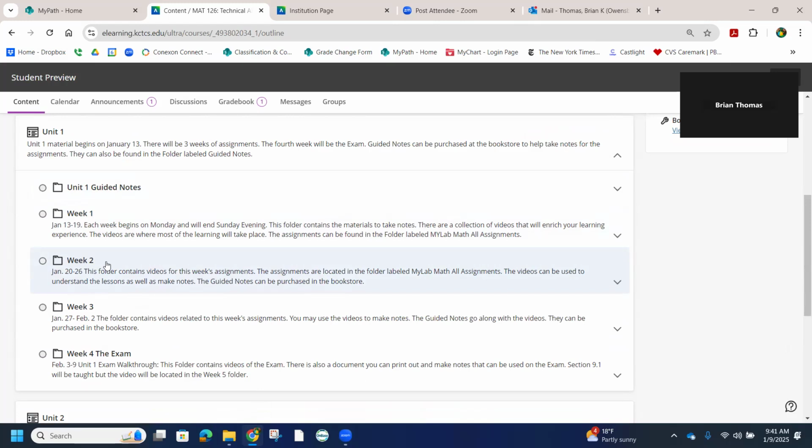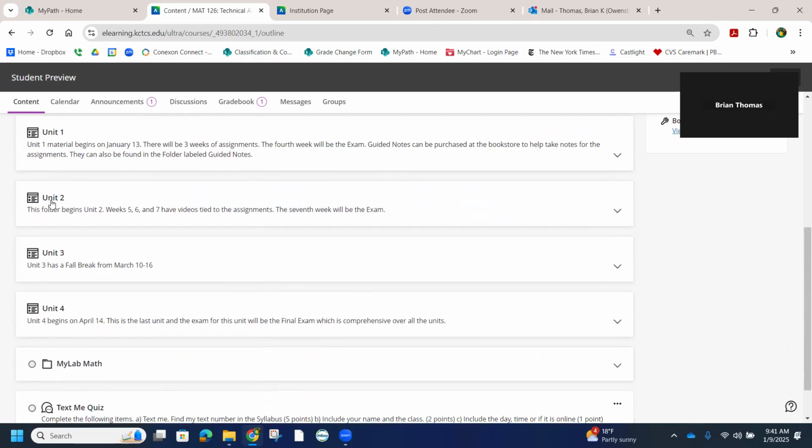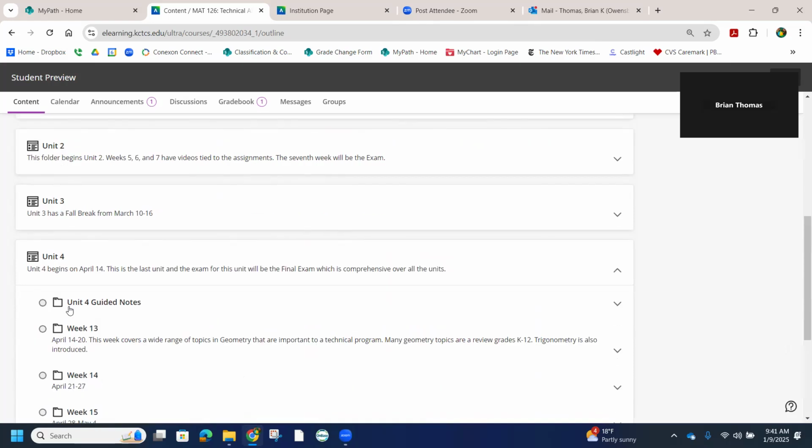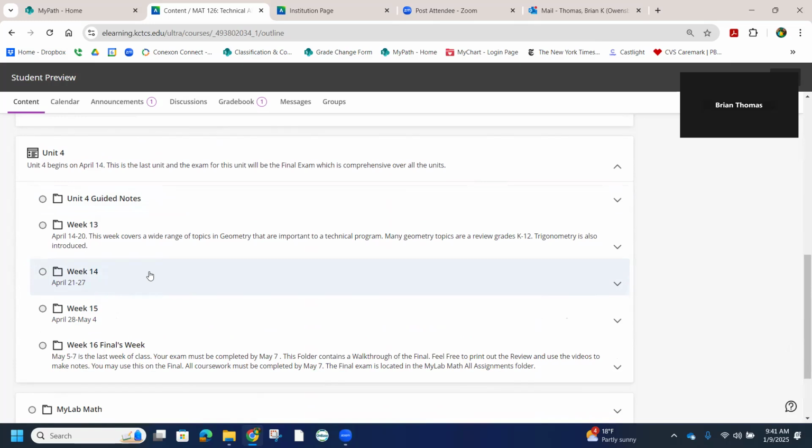Notice how there's going to be 4 units: Unit 1, Unit 2, Unit 3, Unit 4. Those would be the 4 units. Notice in Unit 4, it's actually going to be the final exam as well, and it's going to be comprehensive over all the units. So it's imperative that you look at the materials inside these modules. And again, if I click on Unit 4, notice how it breaks things down.